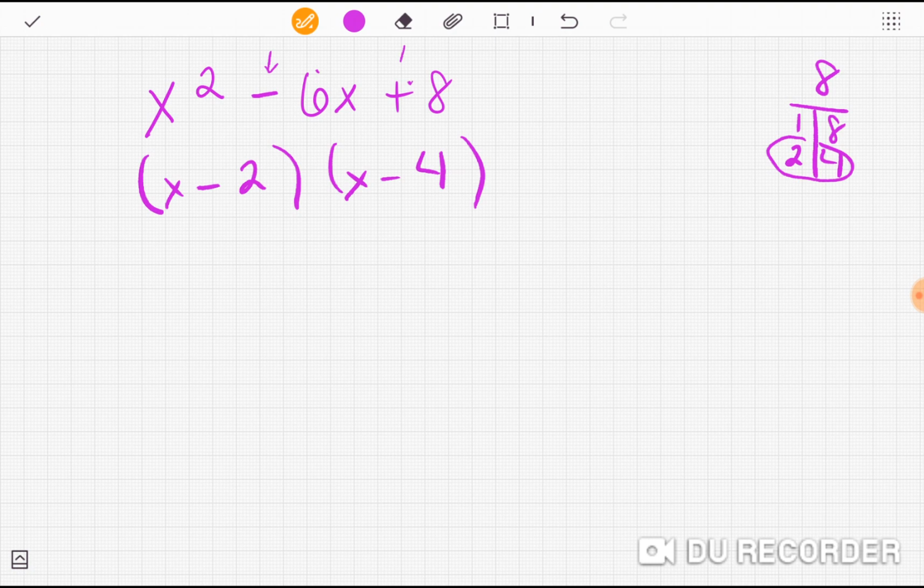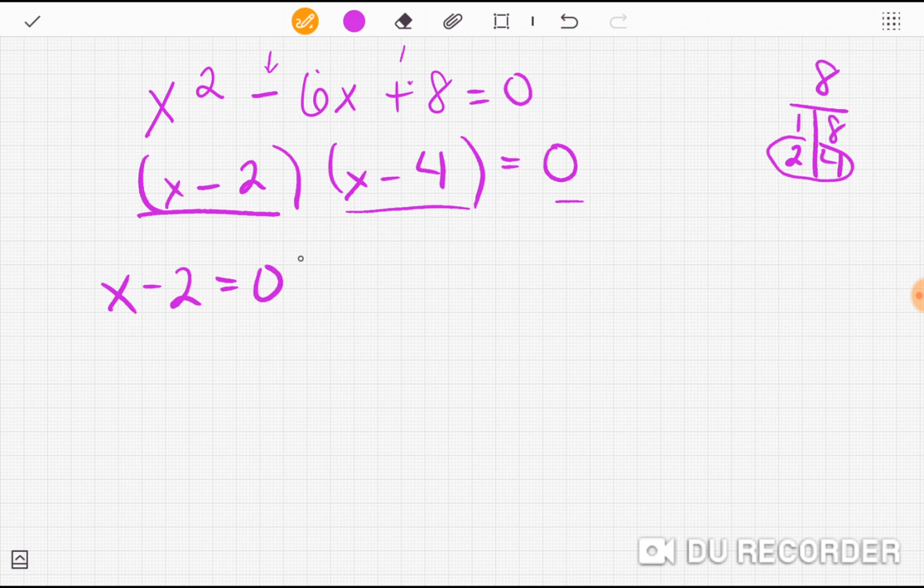Now, here's where these problems change. The only thing that we've added is this. So when we have that equals 0 here, all you have to remember is that anything times 0 equals 0. So what that means is you take your two parentheses and you set them equal to this 0. What do I mean by that? I mean x minus 2 equals 0 and x minus 4 equals 0.